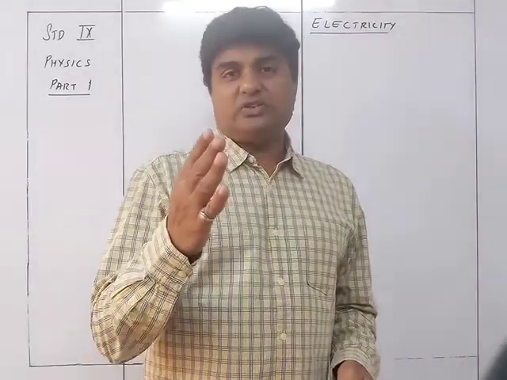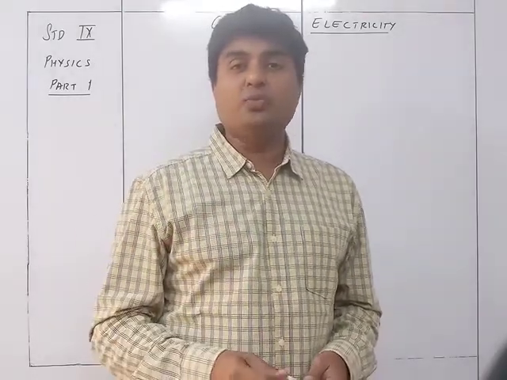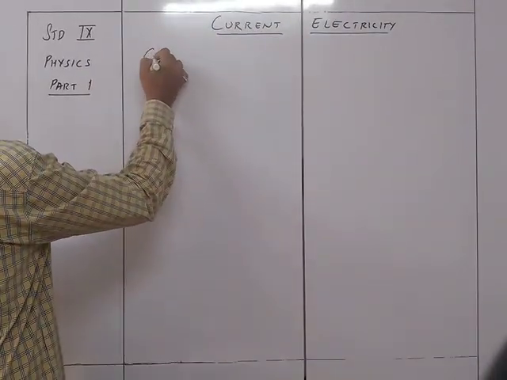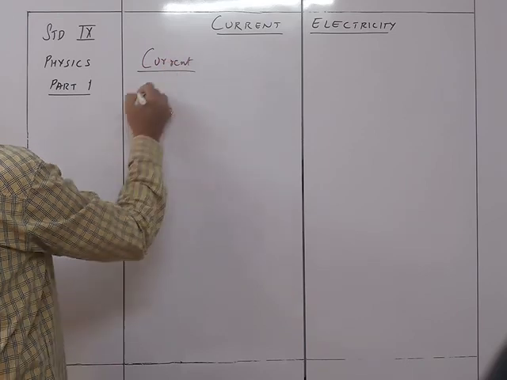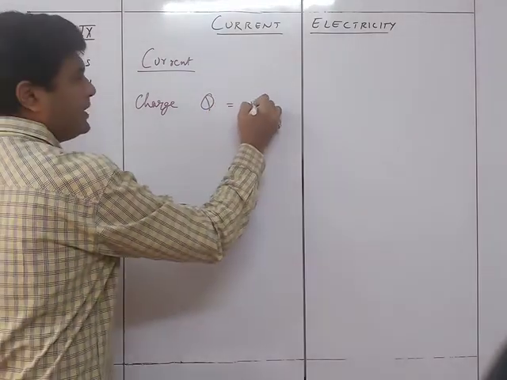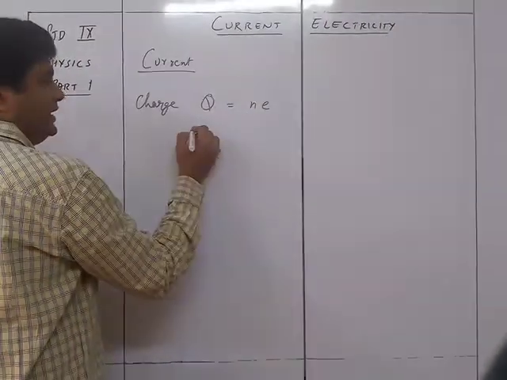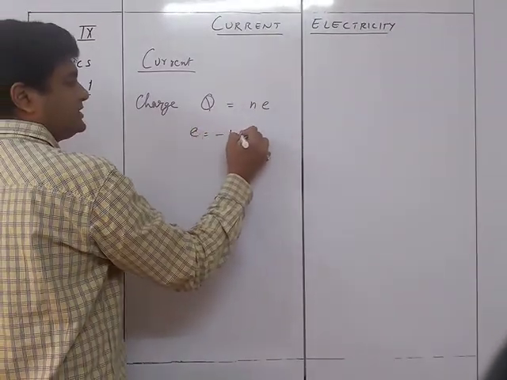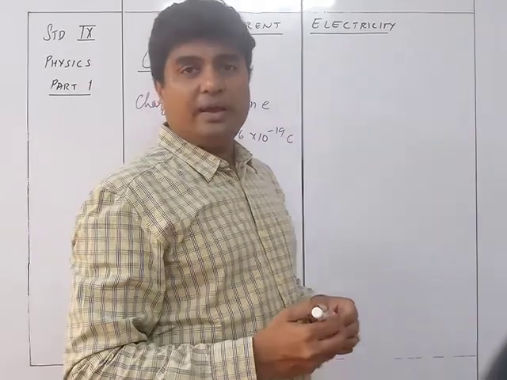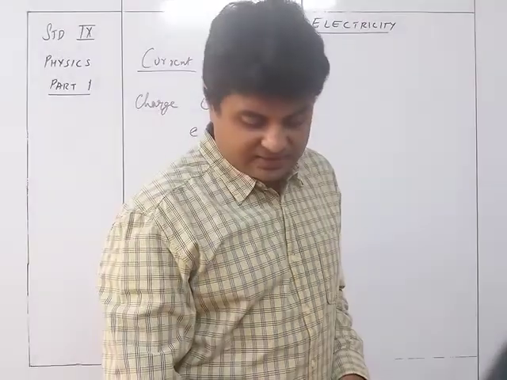When the charge moves from one point to another in a particular time, the rate at which the charge moves is called current. So first, for knowing about electric current, we need to talk about charge. Charge is given by the letter Q, and that is equal to N E, where N is the number of electrons which are going to flow. The value of e here is minus 1.6 into 10 raised to minus 19 coulomb. So that is the charge per electron. Charge on one electron is minus 1.6 into 10 raised to minus 19 coulomb.